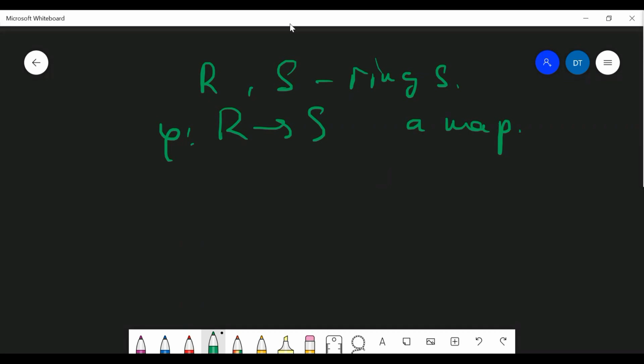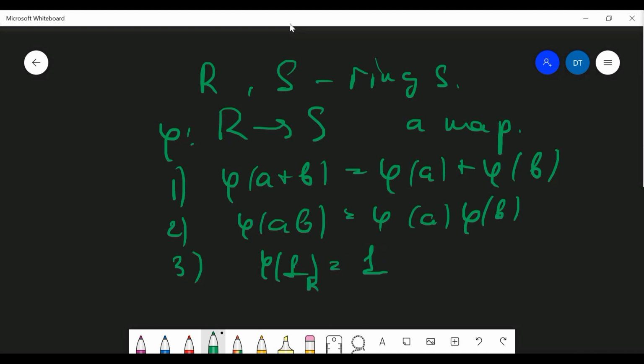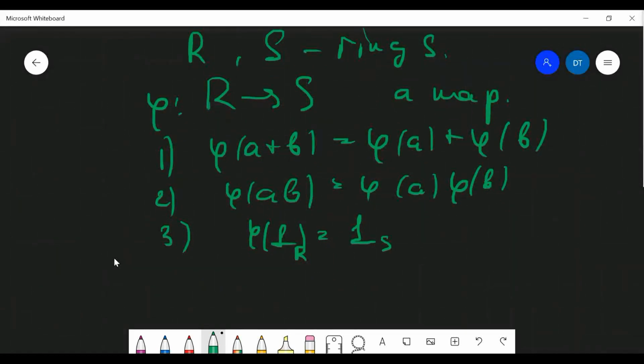Okay, so a homomorphism is just a map. It's a rule which takes elements from the left ring and puts them in the right ring. And this map should satisfy three axioms. It must preserve the addition, it must preserve the multiplication, and it must preserve the identity element. I'm sorry. So here is the identity element of R, and here the identity element of S. Well, it's worth mentioning that phi must also preserve the 0 element.